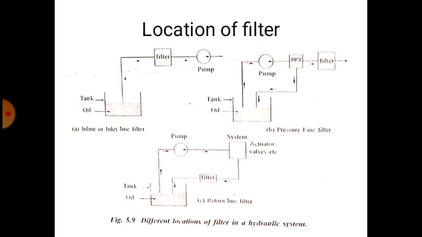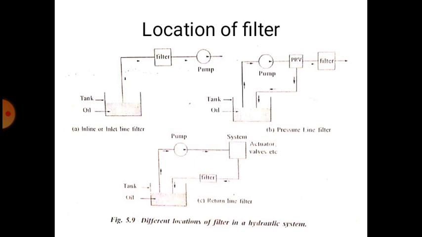Location of filter. Various locations are used to arrange the filter, either in the return line or in the pressure line, each having its own advantages and disadvantages. In general, the following are the preferred locations: intake filter or inline filter, pressure line filter, return line filter. So for the inline or inlet line filter, we are going to fit the filter before the pump. So it is in between the reservoir and pump.